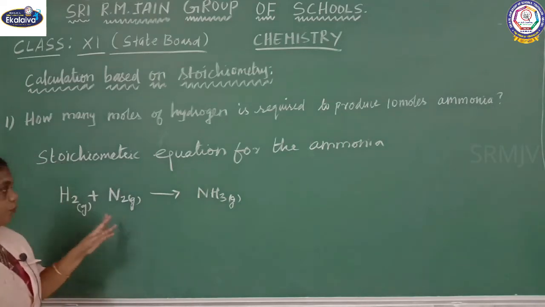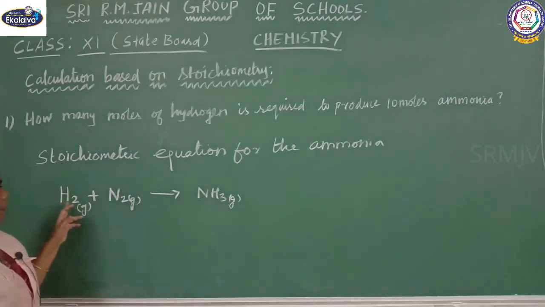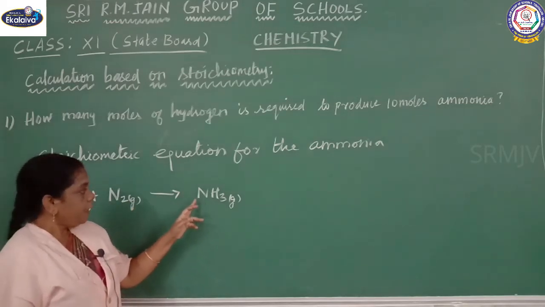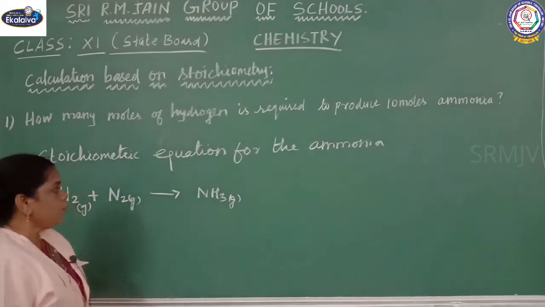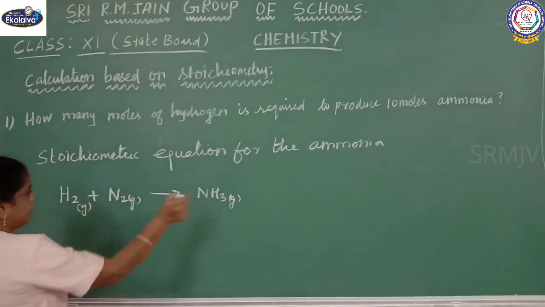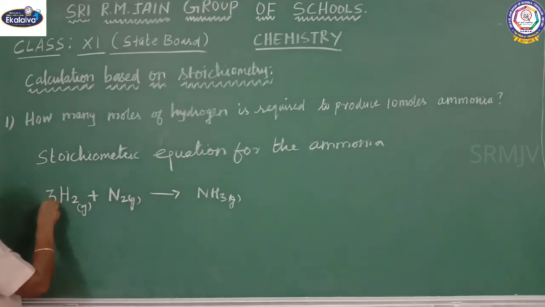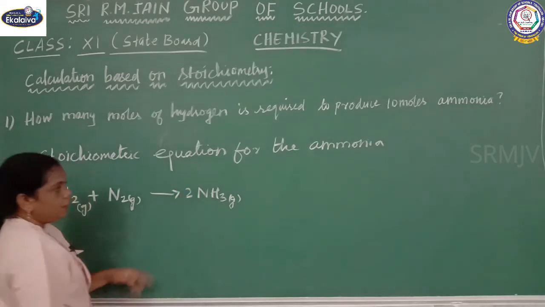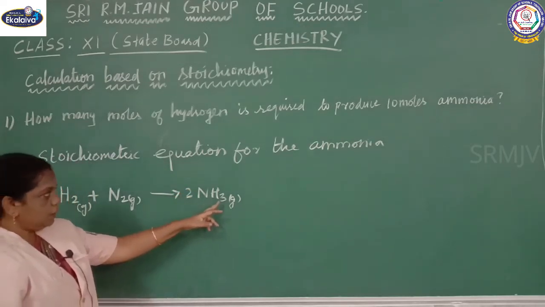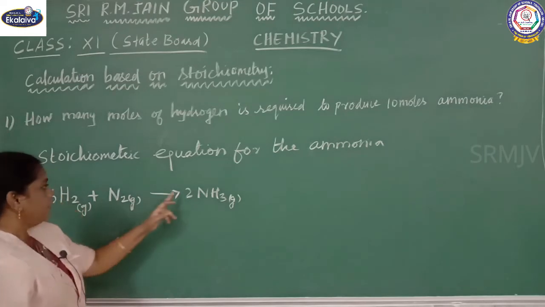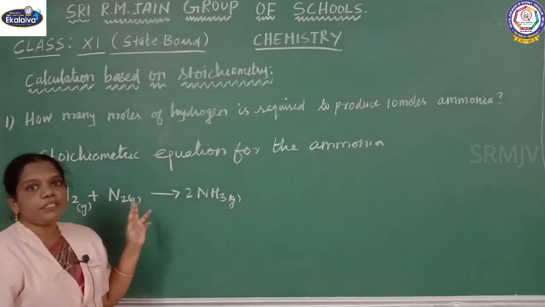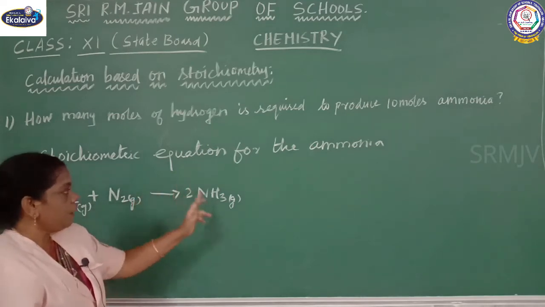Now you have to balance the equation. H2 and N2 on this side; on this side 1 nitrogen and 3 hydrogen. Now first balance hydrogen. If you put 3 here and 2 here, 6 hydrogen are balanced, and nitrogen 2 and 2. So now this is the balanced equation for the formation of ammonia.